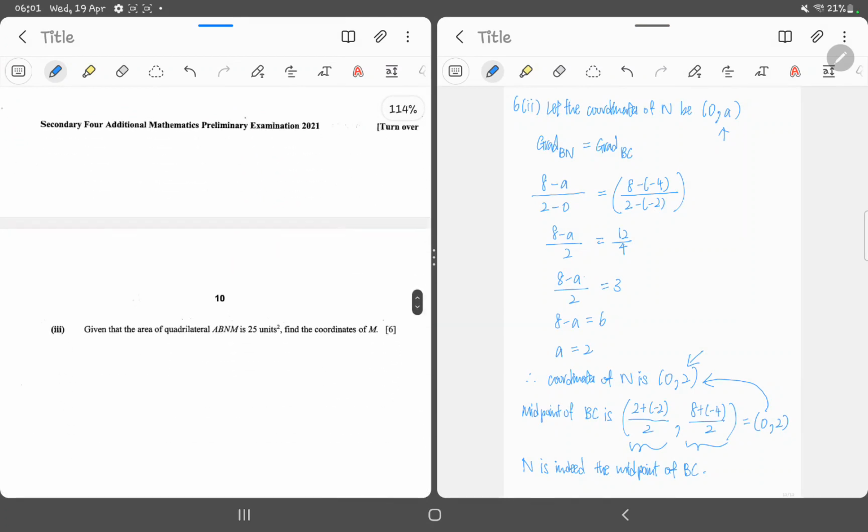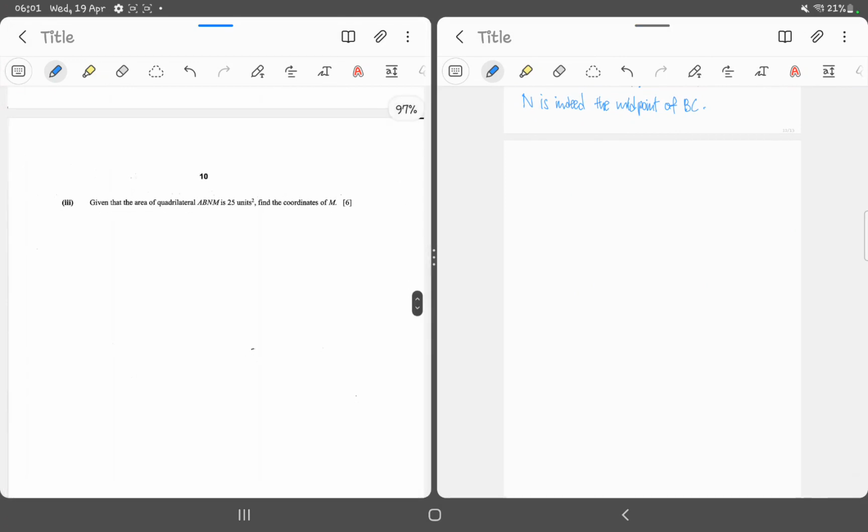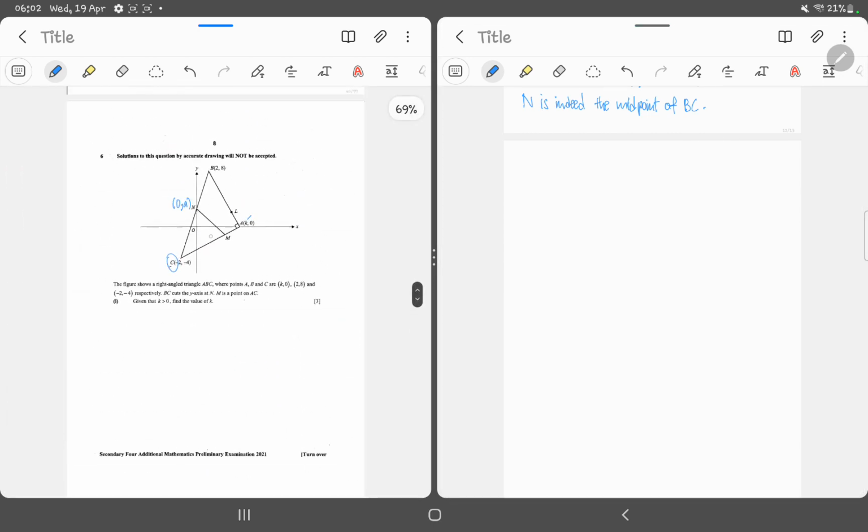So III is considered the hardest question that I would like to go through in this question 6. Most of the students most likely will not be able to do this question because it's difficult and requires you to use certain tricks, and without knowing that trick you will not be able to get the answer at all. Given that the area of the quadrilateral ABNM is 25 units square.